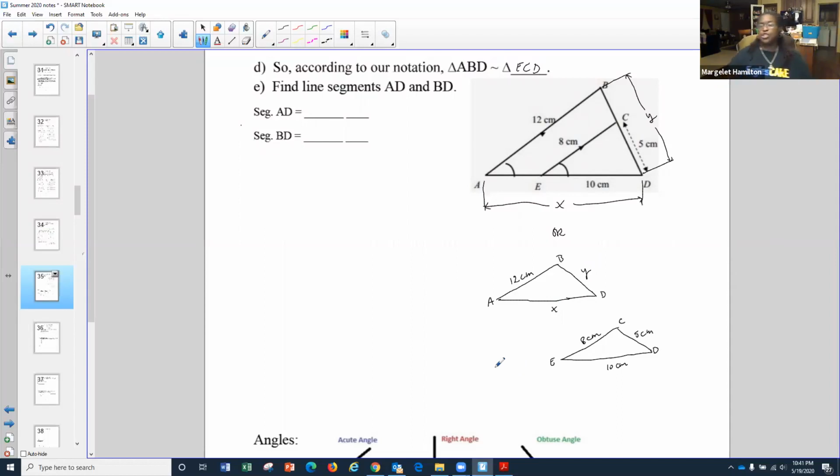So now here's our two triangles, separated and labeled properly. Now we're going to find our missing parts. All right, so go ahead, set up your ratio, and find your missing parts. So pause the video here, do your work, and then we'll come back and check it out.